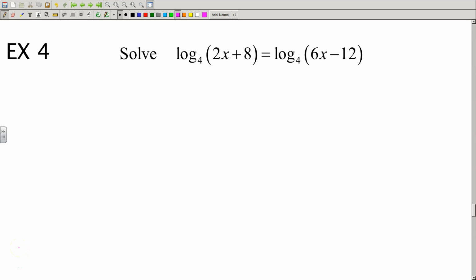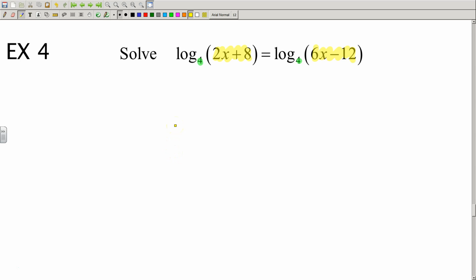All right, so now we're going to look at solving a log equation. So example 4, we have log base 4 of 2x plus 8 equals log base 4 of 6x minus 12. So this is kind of a special situation where if we have two logs that are equal to one another and they have the same base, you can see that they both have base 4 there. Well, then what does that mean about 2x plus 8 and 6x minus 12?